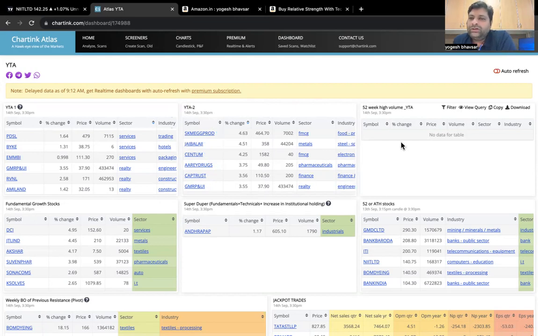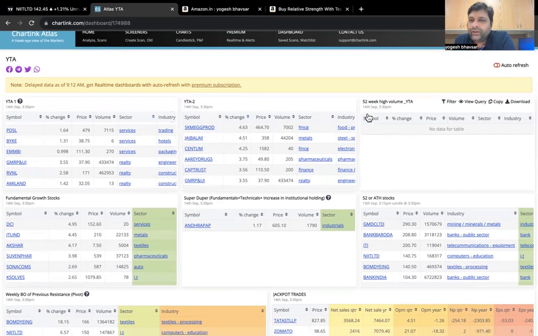Now the third screener, what is it? The stock which has broken the 52-week high along with the volume. Not just above the 52-week high, it's about whether the volume is kicking in with the 52-week high. So whatever stocks come over here are very important for me, because I generally tend to trade the stocks which are giving a 52-week breakout with the help of volume.